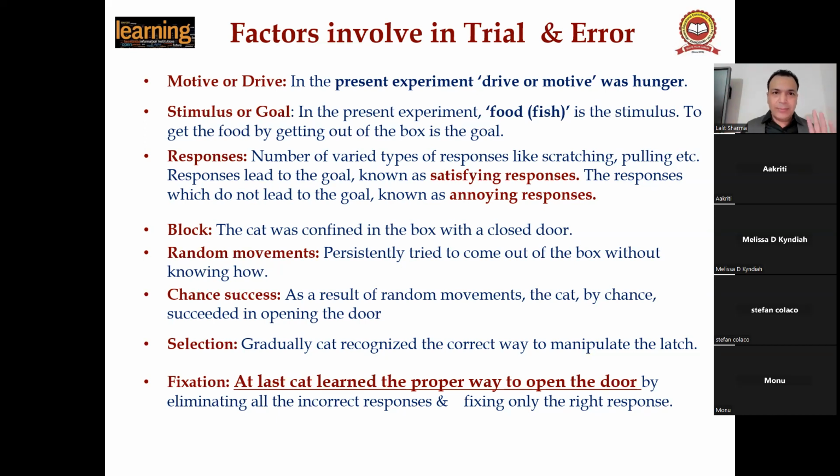So fixation, the last factor involved in this theory. At last, I have increased the size and underlined. At last, the cat learned the proper way to open the door by eliminating all the incorrect responses and fixing only the right response. Right, guys? So all these things, factors: motive, stimulus, response, block, random movement, chance success, selection, and fixation. 1, 2, 3, 4, 5, 6, 7, 8. Okay. These are 8 factors, you have to learn. Okay. When this theory comes, right?